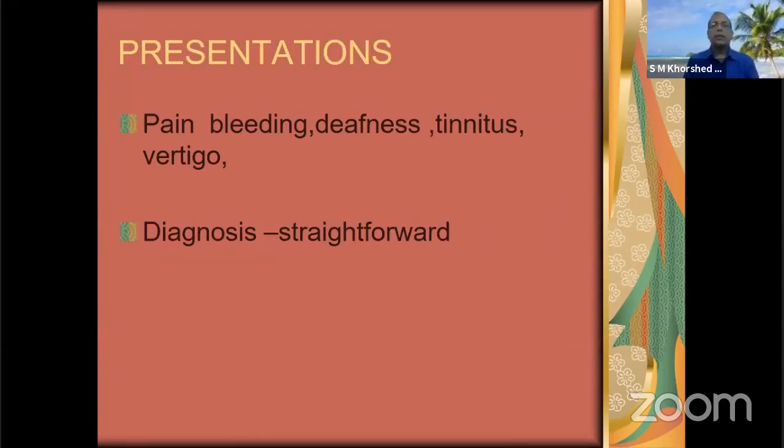Presentations: there can be pain, there can be bleeding, there can be deafness, there can be tinnitus, there is vertigo due to otomycosis and otitis externa. Diagnosis is straightforward, meaning that whenever you examine the ear, you find it is localized, it is a furuncle, or it is diffuse. Clinical examination will give you the diagnosis. Simple. Dermatological diagnosis is for dermatological diseases, and habit formation, a patient's habit, this is a straightforward diagnosis.